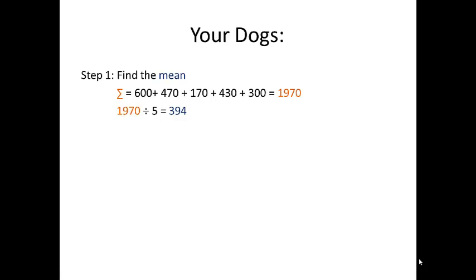Let's find the absolute deviation. Let's look at your dogs first. First, find the mean. The mean height for your dogs is 394 millimeters. You should record these examples in your notes step by step. Pause the video to take notes and then press play when you're ready.